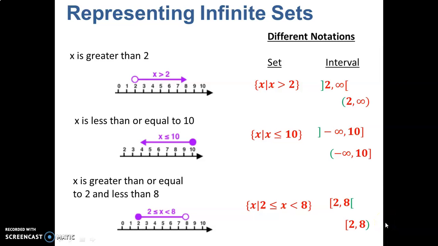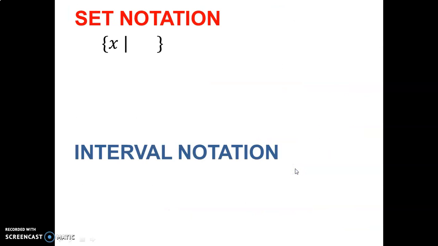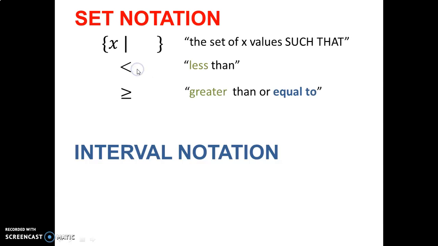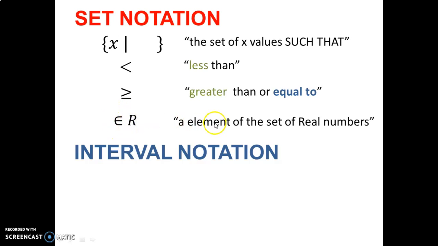Alright, that's a quick introduction to our set and interval notations. And now let's just practice this a little bit more, and let's summarize as well. So here is set notation, looks like that. This means the set of x values such that, and then we have some condition. This means less than, this means greater than or equal to, and this means, we haven't seen this yet, element of the real number set. Okay, element of the set of real numbers. So when you see that, it means it can be any real number, so any number.